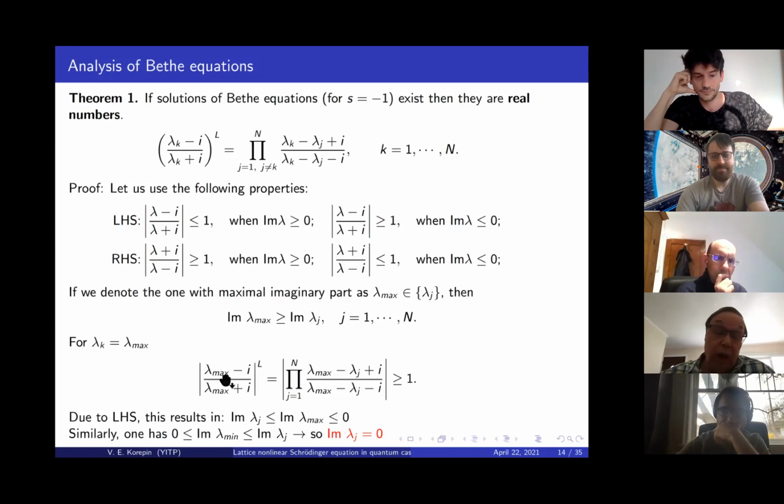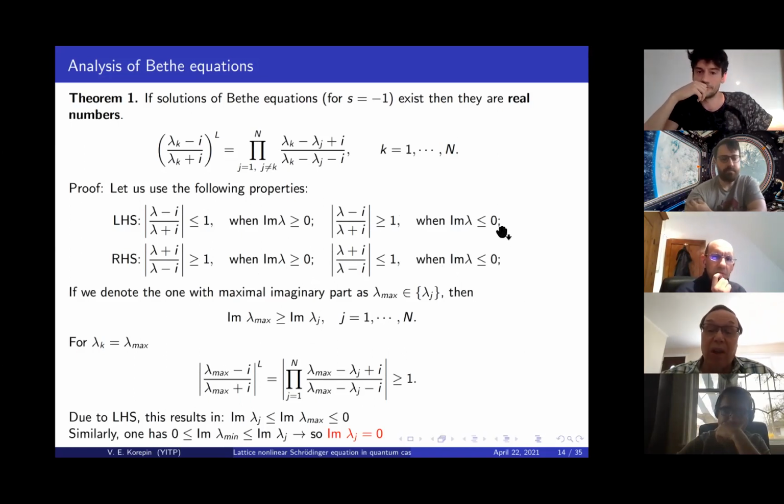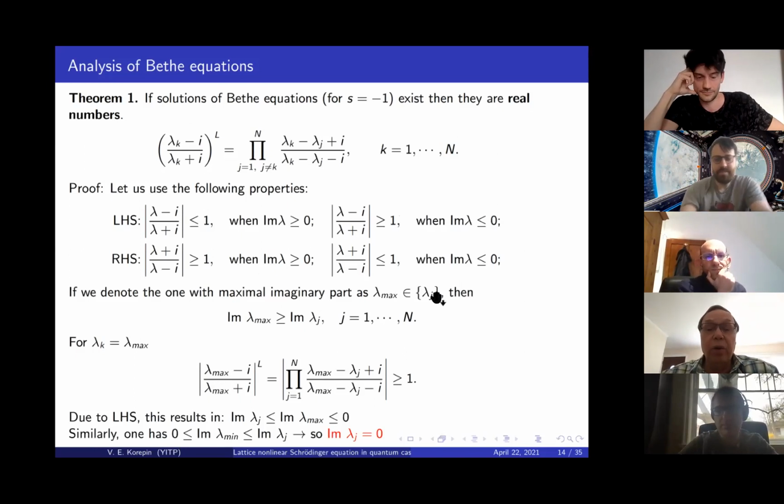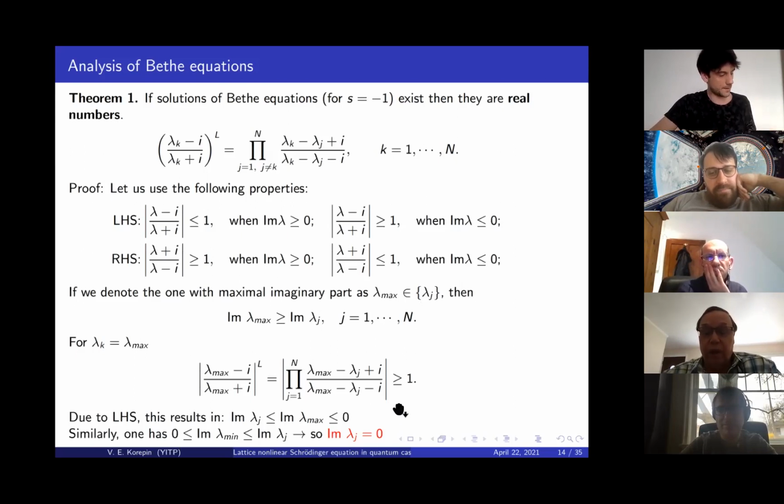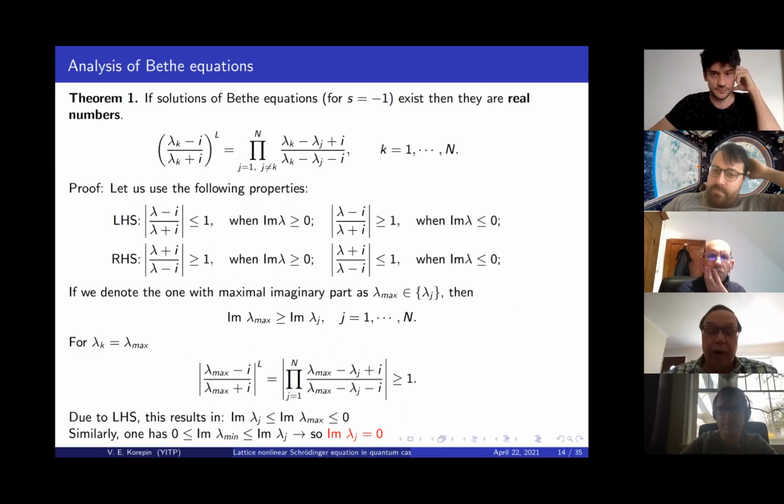But when I look at the left-hand side, I understand that this thing is smaller than 1. So the imaginary part of this maximum is smaller than or equal to 0. But this was the maximum, so all of them have negative imaginary part. This is the first step of the proof. In the second step, I choose the lambda with the minimum imaginary part, repeat all of these calculations, and prove that all imaginary parts are positive. So that's the proof. This means that the imaginary part of each and every individual lambda is equal to 0. So I finished the proof of the theorem that all solutions, if they exist, are real numbers. Okay, I proceed to the next.